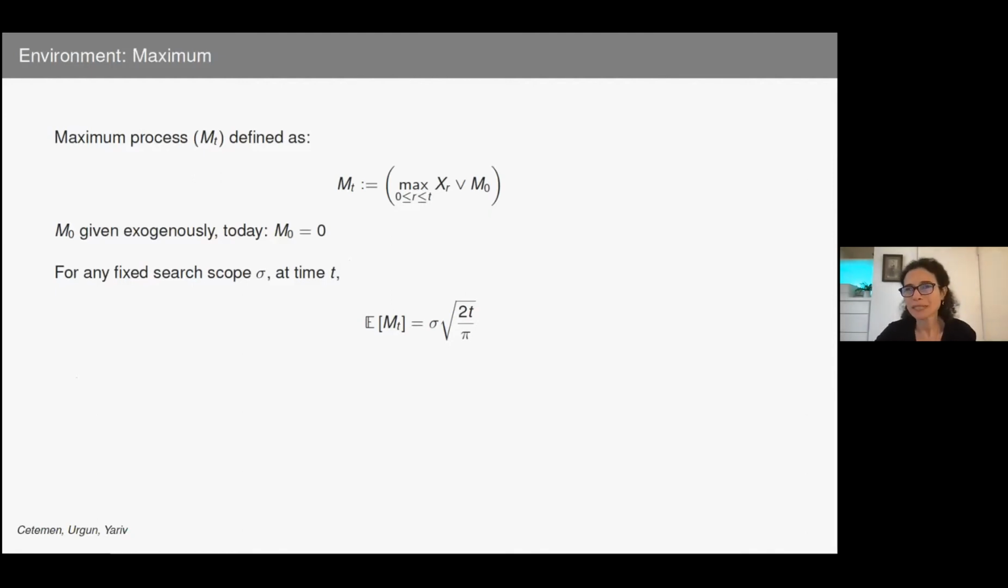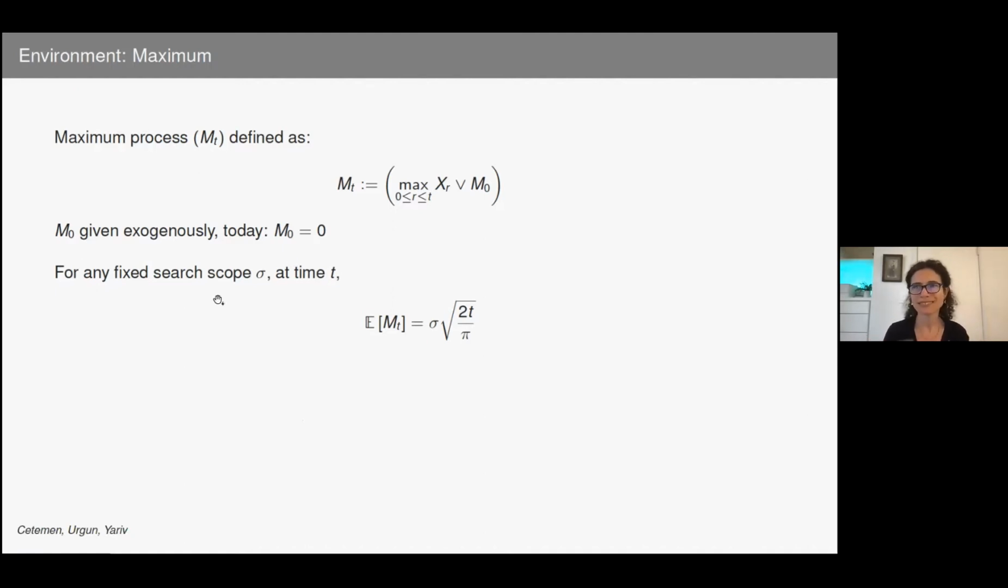Okay, it will be really important to have the maximum process down. So when you stop, you collect the best thing you've seen so far. And the best thing you've seen so far corresponds to the maximal observation. So that's going to be this M sub t, which is just the maximal observation of the search up to time t. And since we assume that the process starts from 0, we'll also assume that the maximum starts from 0. So at time 0, M0 equals 0.